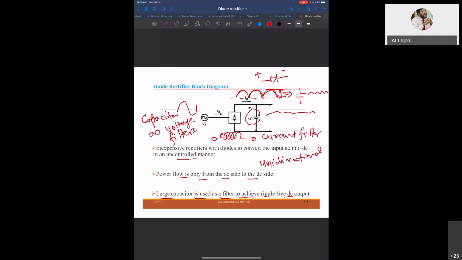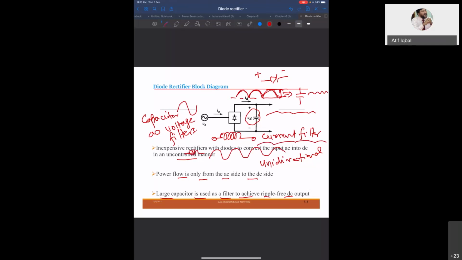So that means if you have a current like this, and you want a constant DC current, then you add an inductor, and the current will have reduced ripple.